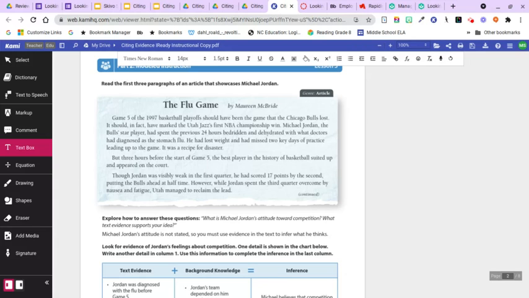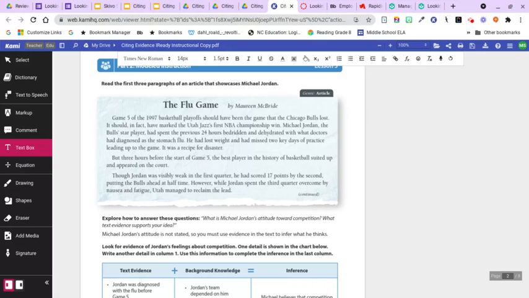Game 5 of the 1997 basketball playoffs should have been the game that the Chicago Bulls lost. It should, in fact, have marked the Utah Jazz's first NBA championship win. Michael Jordan, the Bulls' star player, had spent the previous 24 hours bedridden and dehydrated with what doctors had diagnosed as the stomach flu. He had lost weight and had missed 2 key days of practice leading up to the game. It was a recipe for disaster.